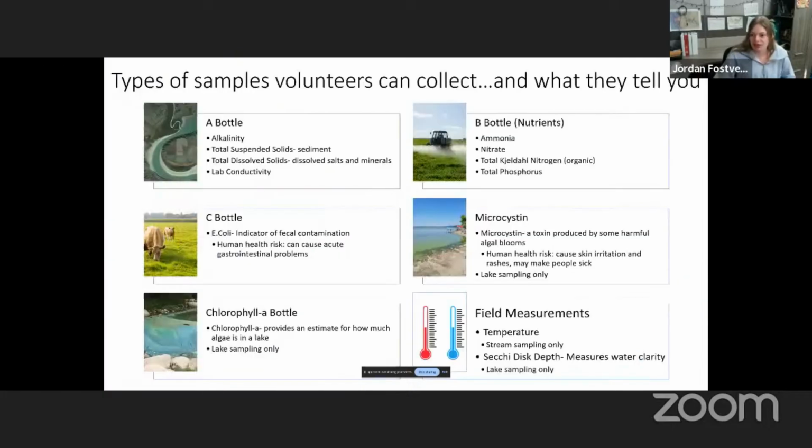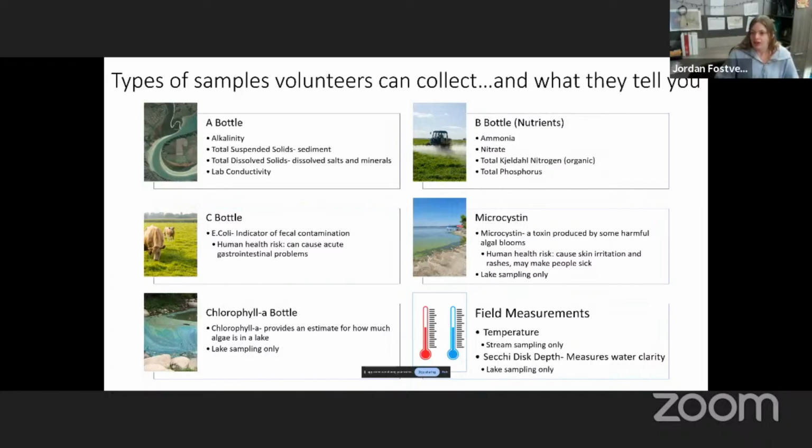And these are the types of samples you can collect and what they tell you about the water body. So each of these boxes is one bottle that you fill with water, and then from that bottle, the lab will analyze different parameters or different things. So in the A bottle, we have alkalinity, total suspended solids, which is a measure of sediment in the water, total dissolved solids, which is a measure of dissolved salts and minerals in the water, and lab conductivity.